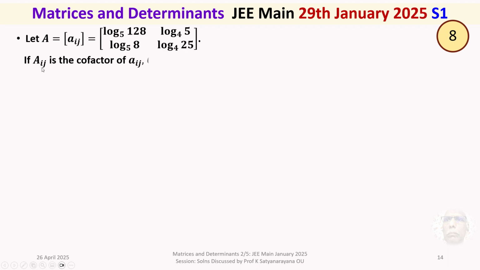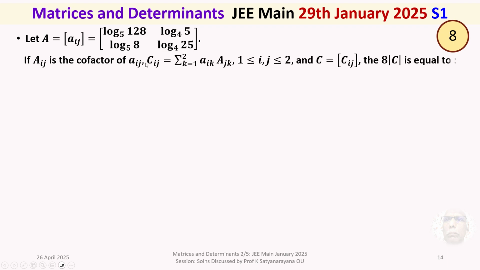If capital Aij is the cofactor of the entry Aij, and Cij is equal to sigma k equal to 1 to 2, Aik Ajk, 1 less than or equal to i, j less than or equal to 2, that means i and j take the values 1 and 2, and C is the matrix [Cij], then 8 times the determinant of C is equal to. We are given 4 options.